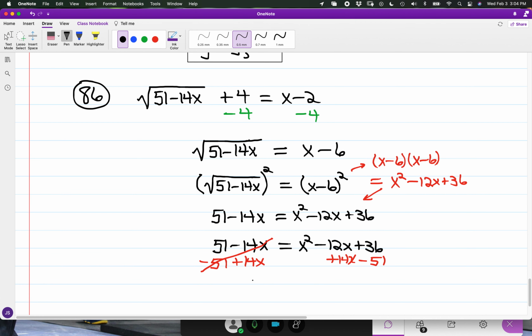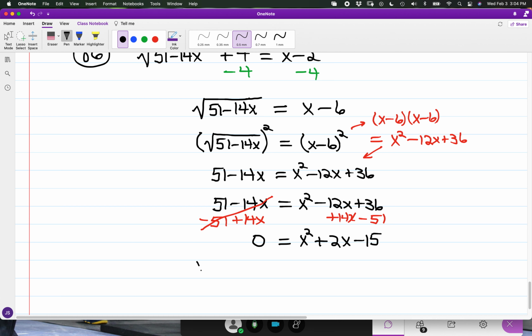So here we're going to have that 0 is equal to x squared. Negative 12x plus 14x is going to be a positive 2x. And 36 minus 51, so this will be a negative 15. And so I'm just going to switch the sides here, have the trinomial on the left and 0 on the right. Kind of go from b is equal to a is equal to b arrangement.